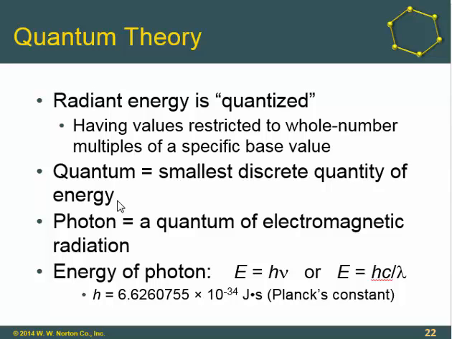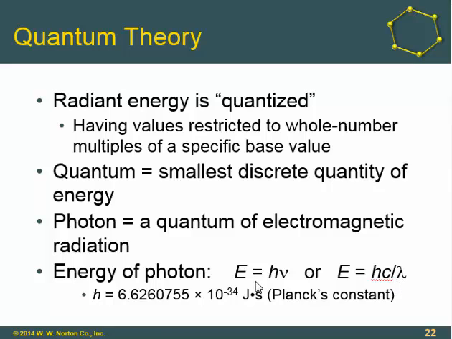So we know that matter has small discrete quantities, we call them atoms, but before this, scientists hadn't really thought of energy being made up of discrete quantities. So when we talk about a photon, that's a small quantity of electromagnetic radiation. I like to think of a photon as basically an atom of electromagnetic radiation. So the energy of a photon is directly proportional to its frequency, and it's inversely proportional to its wavelength.